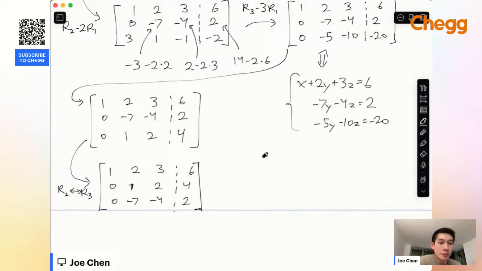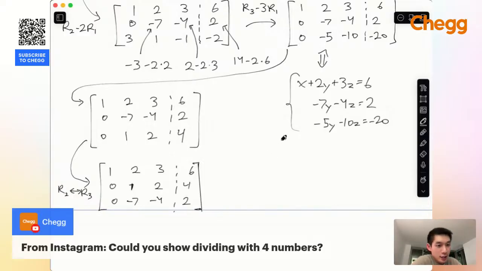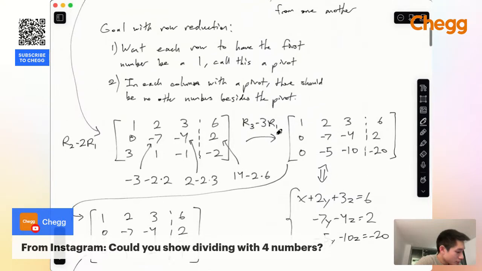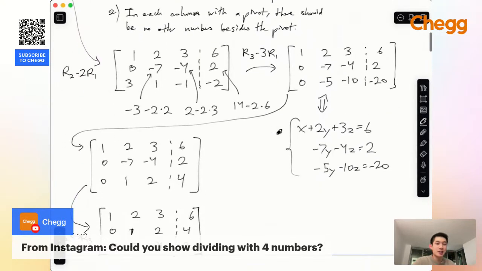Also, I see a question from Instagram. Could you show dividing with 4 numbers? I'm not exactly sure what you mean by that question, but when you multiply or divide, you would multiply or divide the entire row. So let me say something and perhaps it will answer your question. If not, you can try to rephrase and ask again.